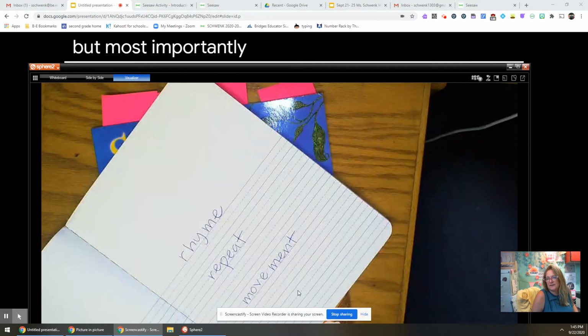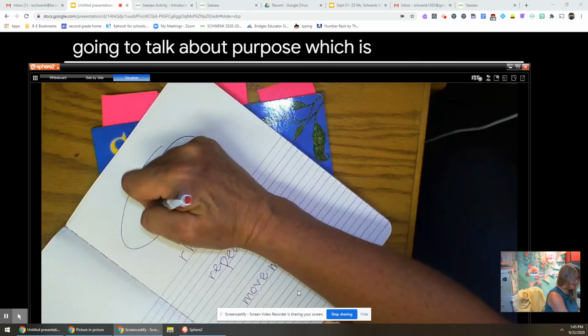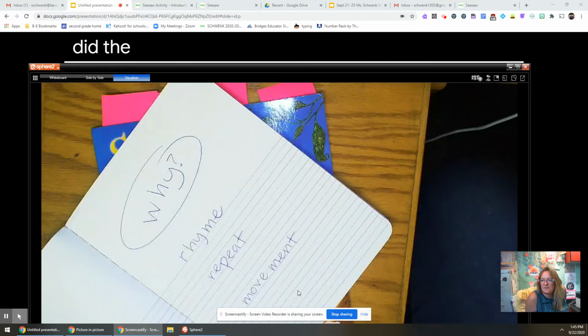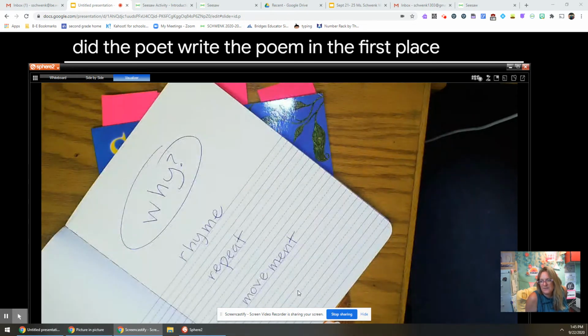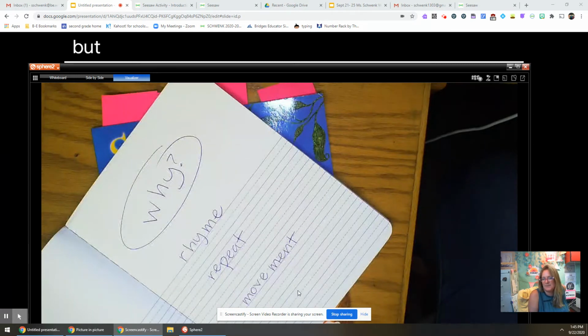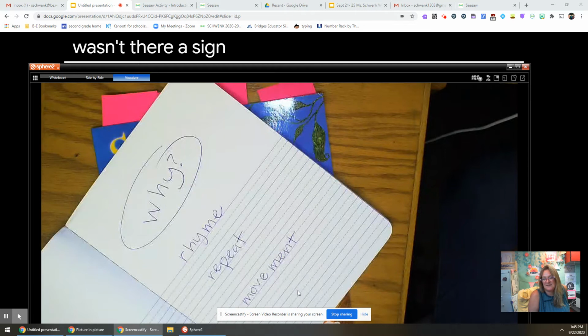But most importantly, in today's poetry lesson, we're going to talk about purpose, which is asking why. Why did the poet write the poem in the first place? Because you might write the poem because it's your assignment. But the poets, the authors who wrote these books, it wasn't their assignment. So they had a reason why they wrote the poetry.